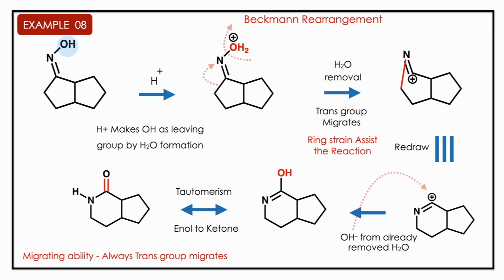If you redraw nicely, you have the cation. OH minus attacks, it is the enol there. So the enol can convert into a ketone through tautomerism. You end up with the final product. Actually, ring expansion happened by the formation of an amide there. The concept you have to learn here is that in Beckmann rearrangement, if there is any strain in the system, it can also assist the reaction, promote the Beckmann rearrangement.